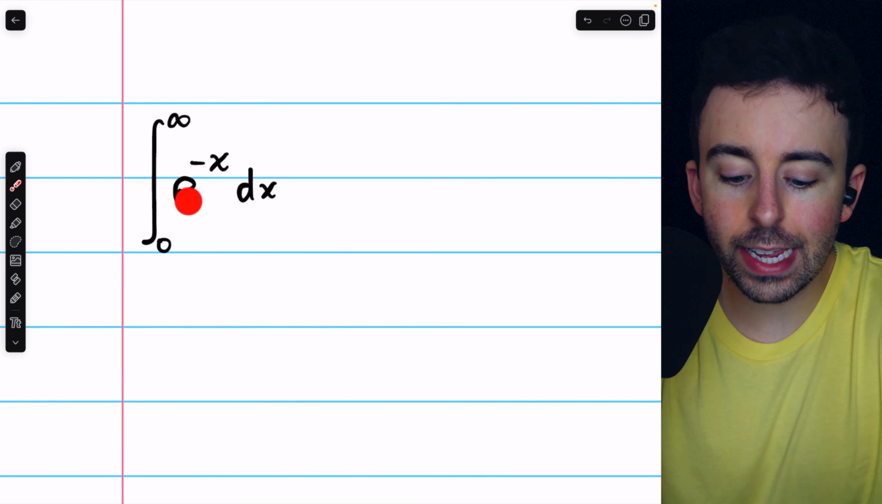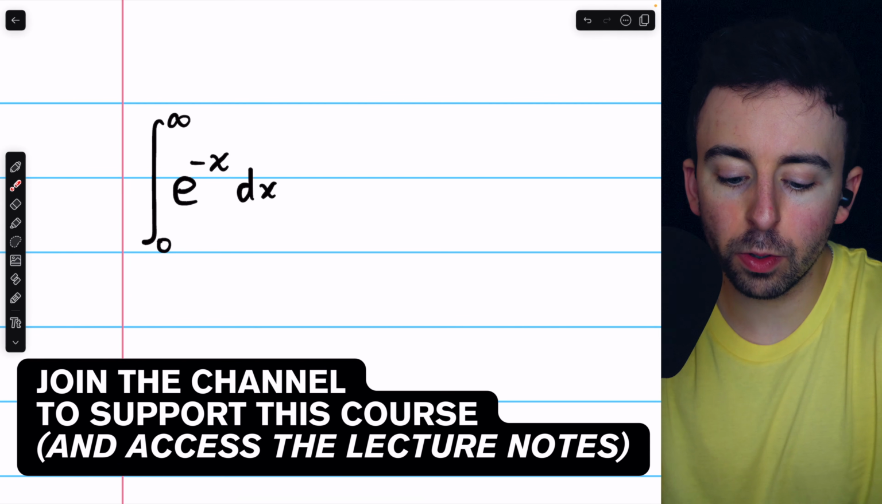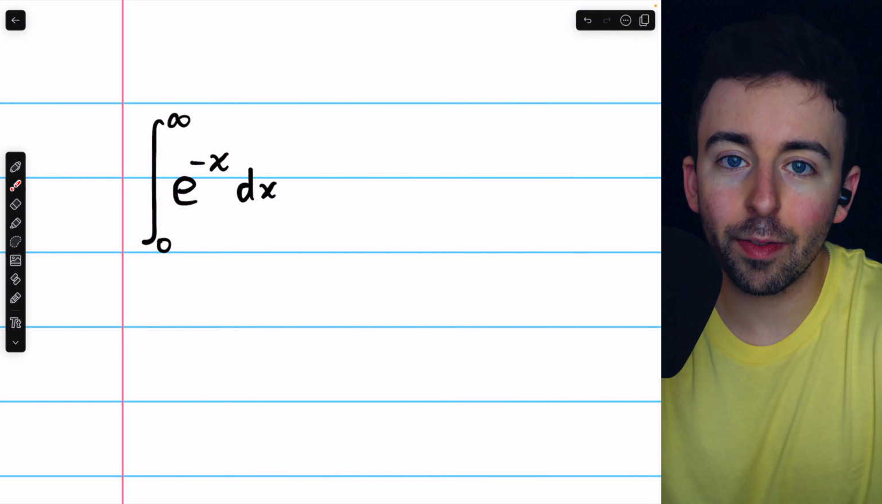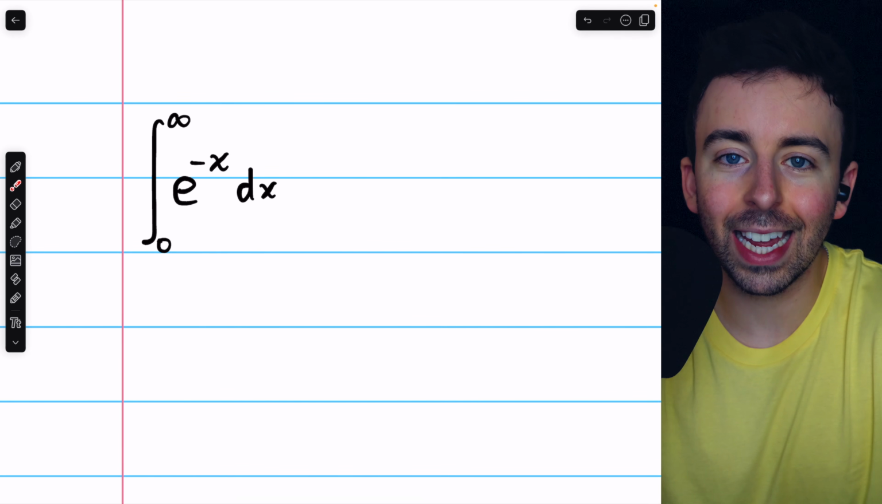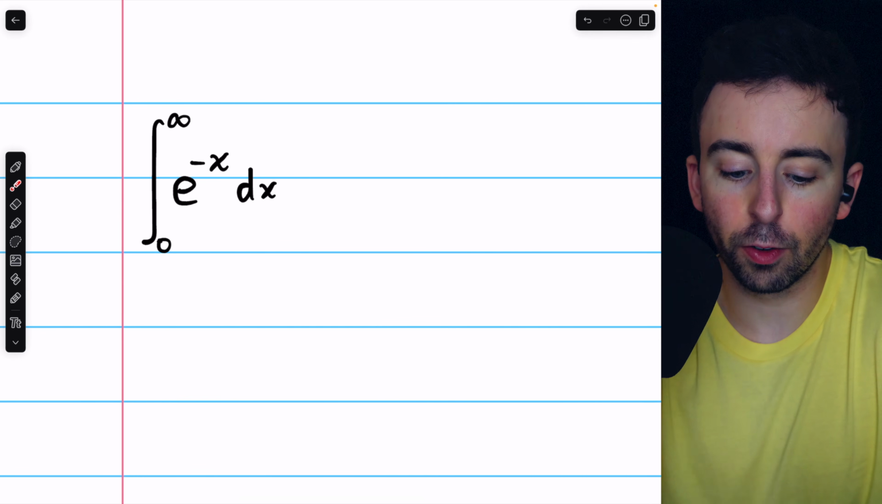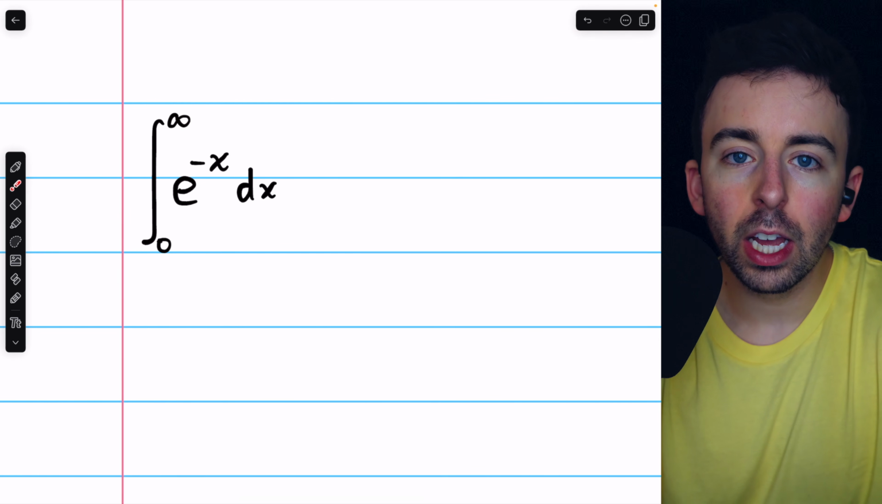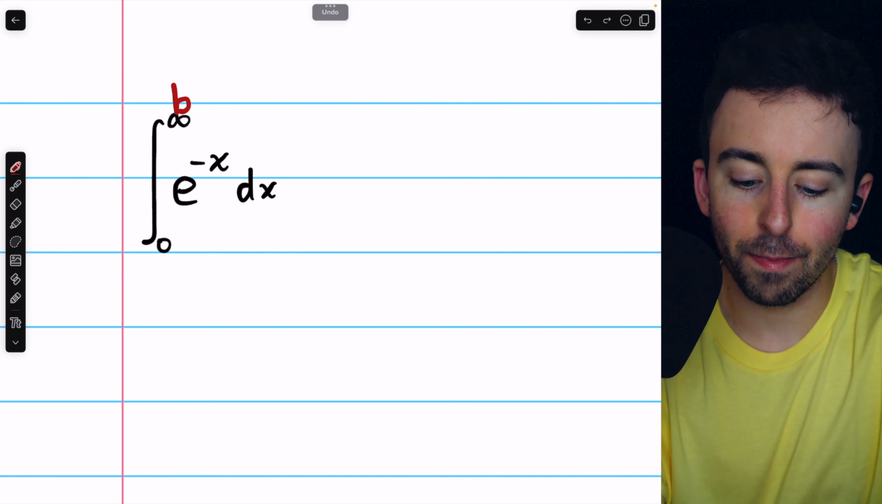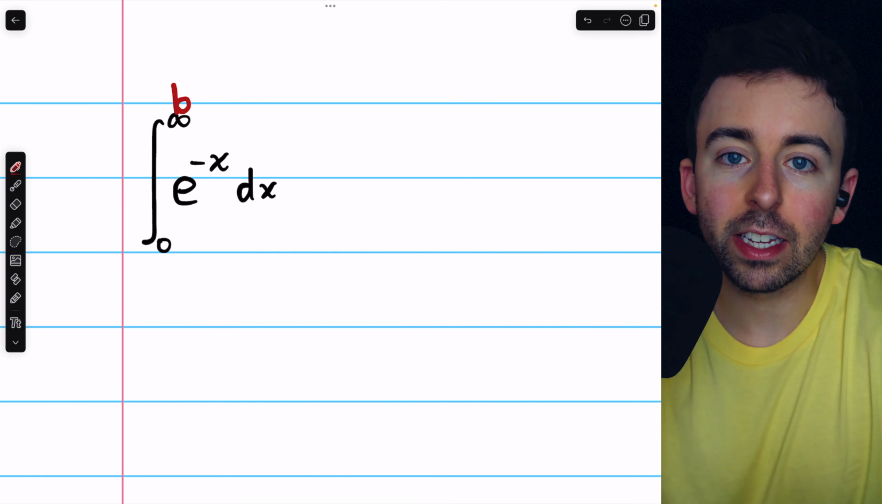The integral of e to the negative x from 0 to infinity is easy to evaluate if we understand the definition of an improper integral like this. To evaluate an integral with infinity in the upper bound, we need to take a limit. We'll replace that upper bound with, say, b, and then take the limit as b goes to infinity.